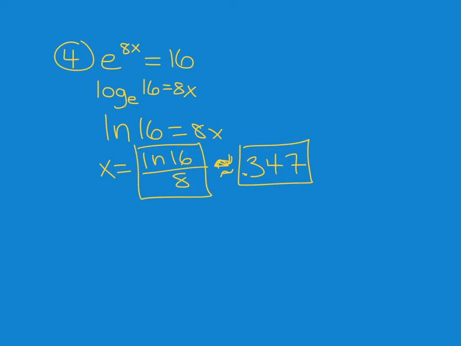I do want to warn you on this one. A lot of people end up trying to divide these and they say, oh, 16 divided by 8 is 2, and they get ln of 2. You're welcome to try ln of 2 on your calculator and see what you get. It is not 0.347. That actually doesn't work out. You are not allowed to divide something in a logarithm by something that's outside of it, so just be really careful on that.